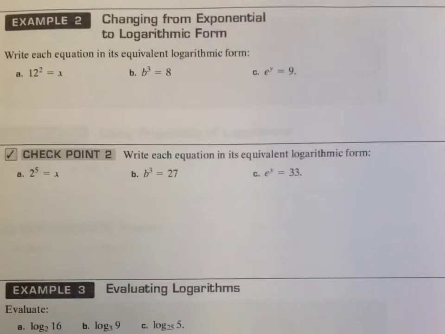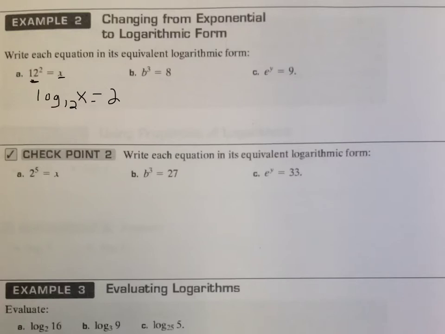In example 2, we're changing from exponential to logarithmic. So we've got 12 squared equals x, and we want to make it logarithmic. So it's log of whatever base. The subscript is whatever base. In this case, my base is 12, so it's log base 12. And what it's equal to in exponential form is what we're taking the log of. In this case, it's the x. So it's log base 12 of x, and that equals the exponent, which is 2.